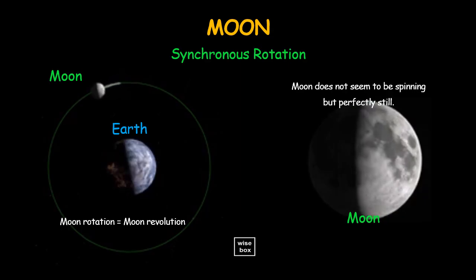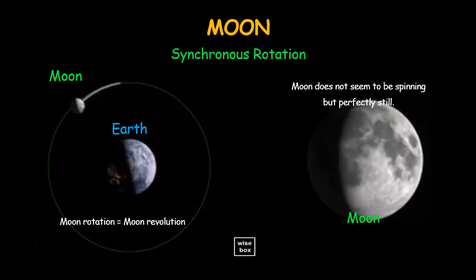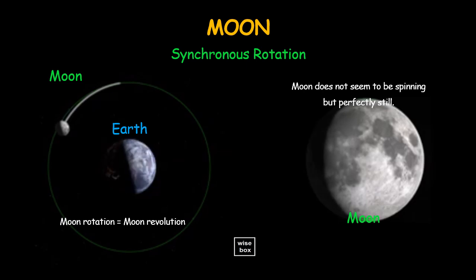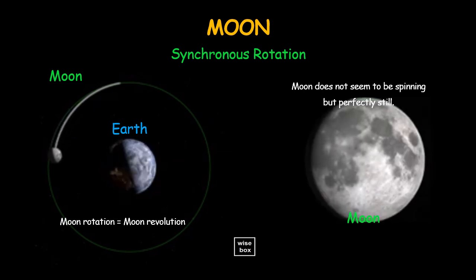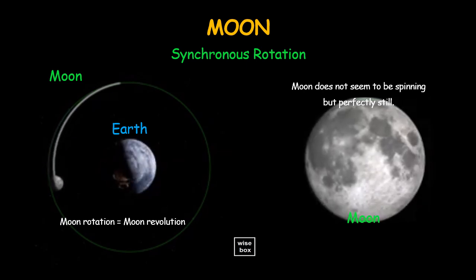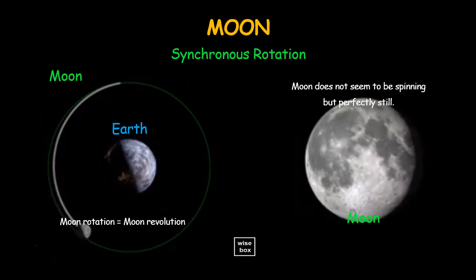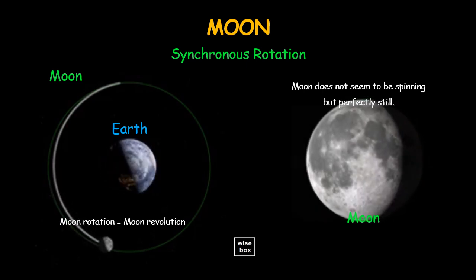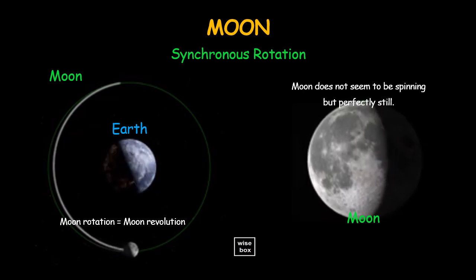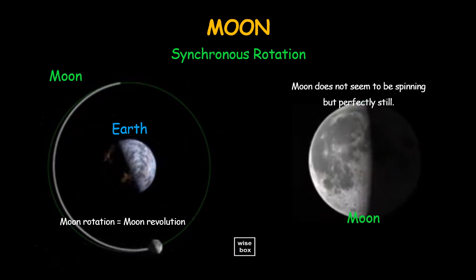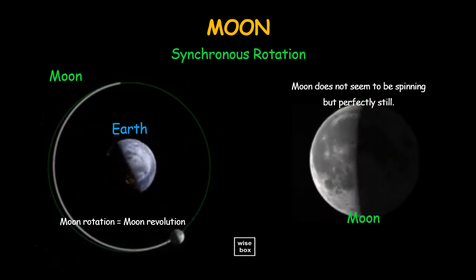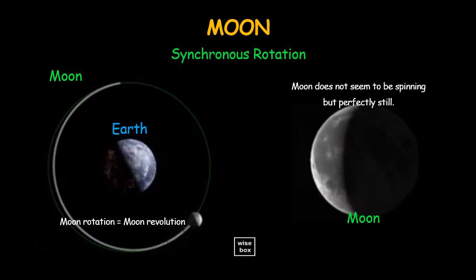Let us observe the synchronous rotation of the Moon. On the left, it shows the Moon rotating at the same rate that it revolves around Earth, so the same hemisphere faces Earth all the time. The results of the synchronous rotation can be seen on the right. It shows the Moon does not seem to be spinning, but appears to observers from Earth to be keeping almost perfectly still.